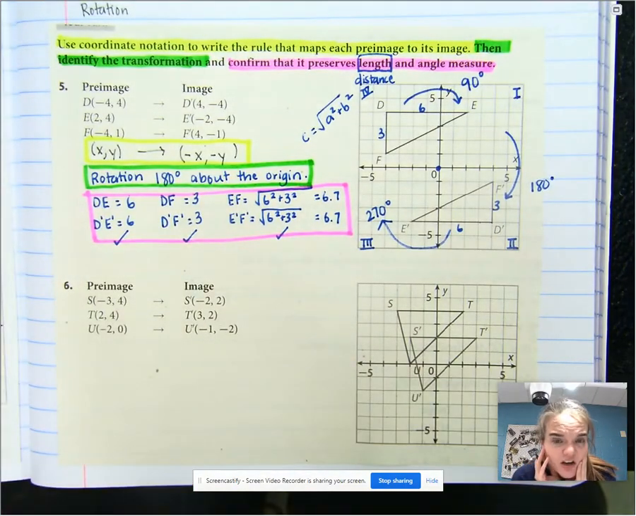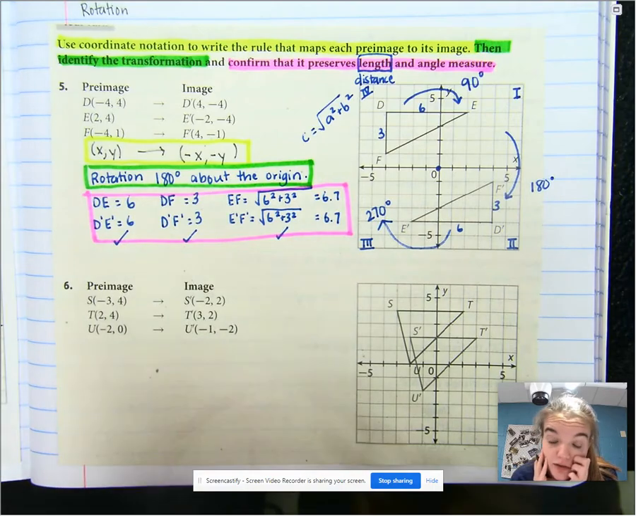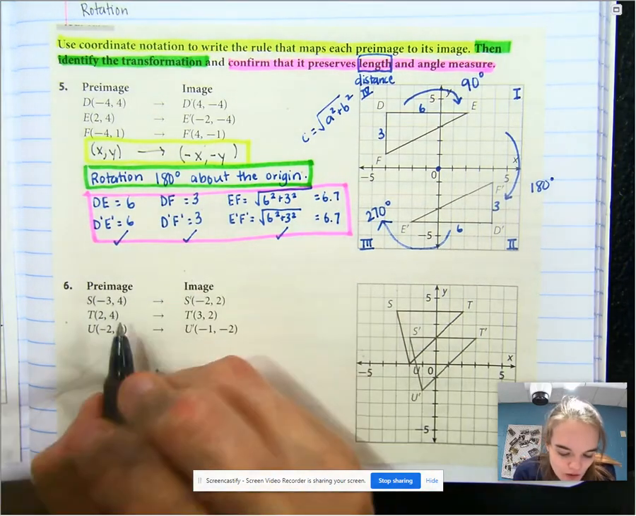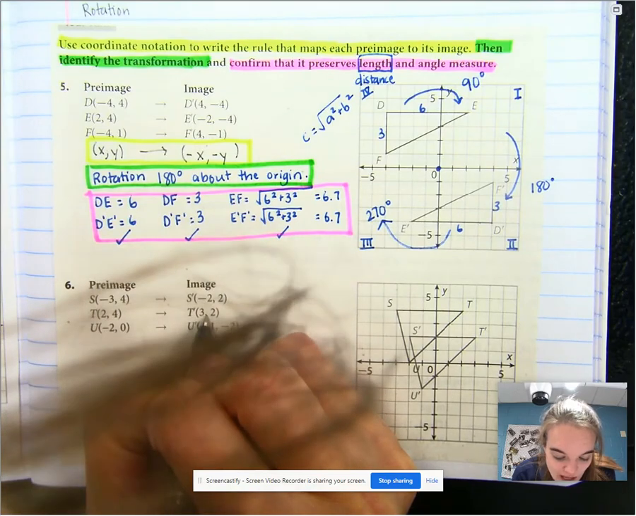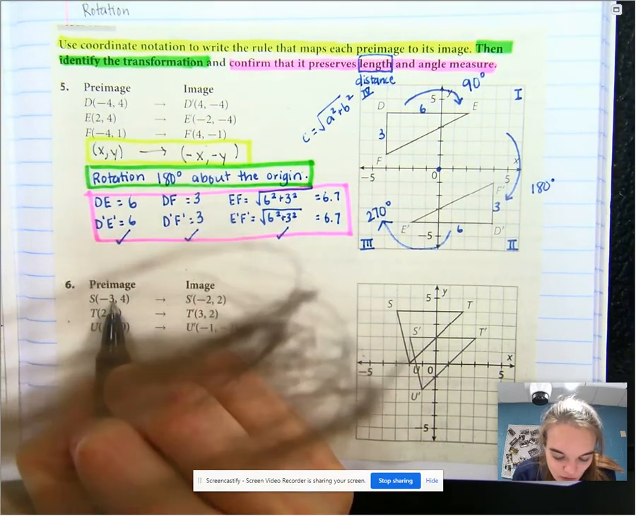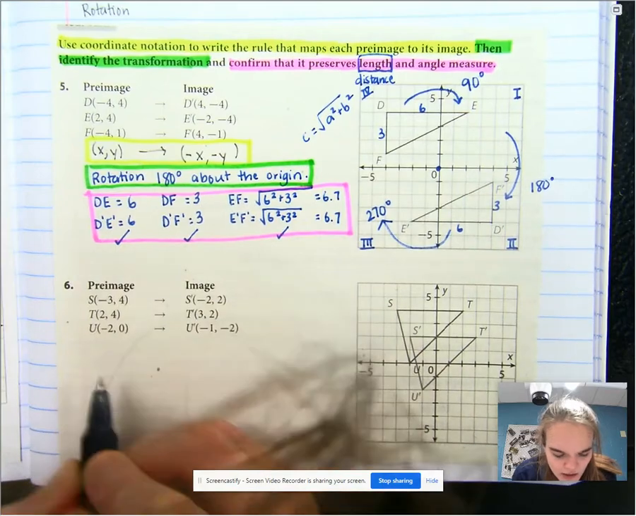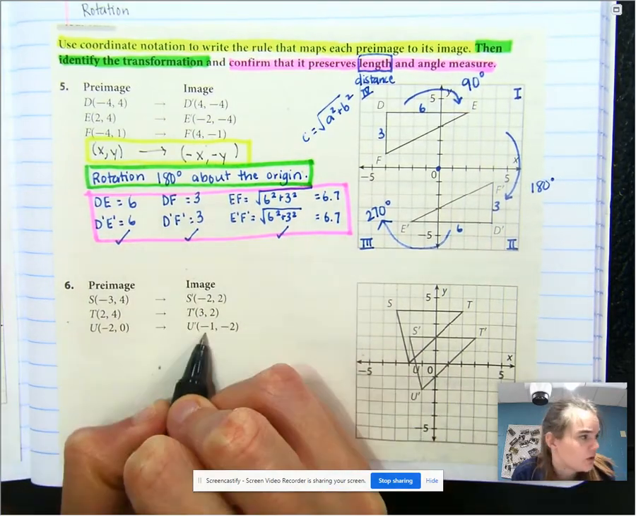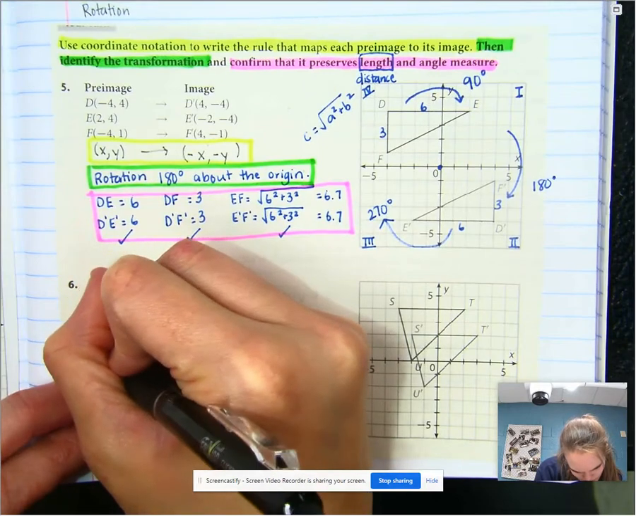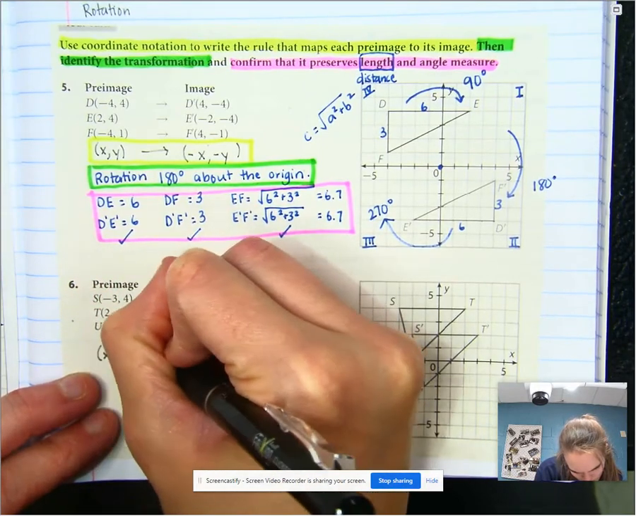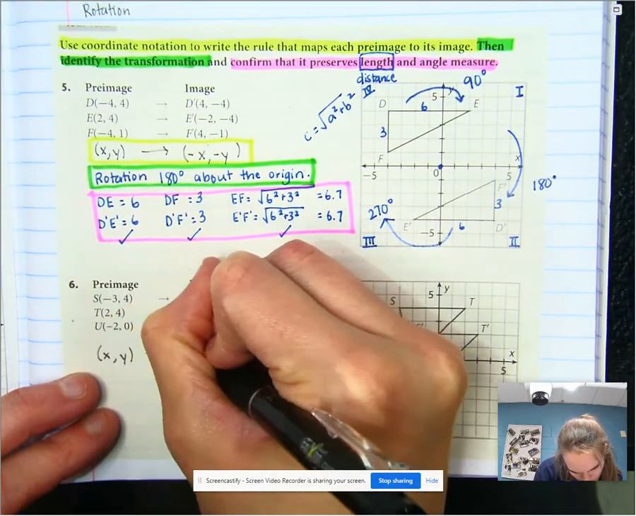If I've got one that's kind of tough, I always like to find the one that's positive because that will help me more. So from 2 to 3, I add 1. So let's see if that happens everywhere. Is negative 3 plus 1 negative 2? Yeah. Is negative 2 plus 1 negative 1? Yeah. Okay, so let's write it. That means x, y maps to x plus 1.